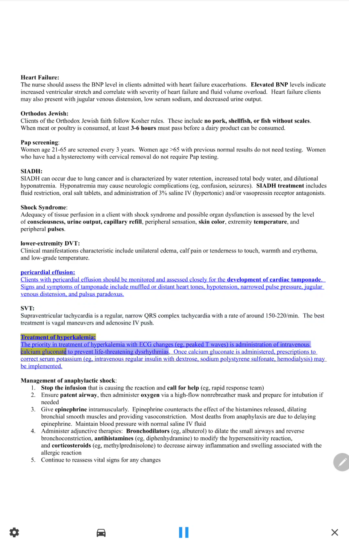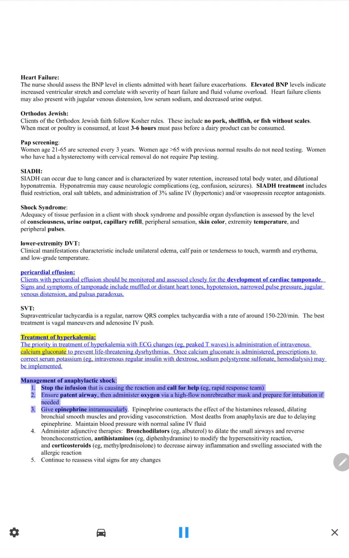Treatment of hyperkalemia. The priority in treatment of hyperkalemia with ECG changes, e.g., peaked T waves, is administration of intravenous calcium gluconate to prevent life-threatening dysrhythmias. Once calcium gluconate is administered, prescriptions to correct serum potassium, e.g., intravenous regular insulin with dextrose, sodium polystyrene sulfonate, hemodialysis, may be implemented.